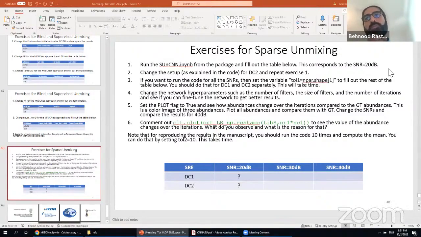So now it's time for the Spartan mixing. Run the experiments for Spartan mixing if you're done with the previous exercises. Good for you. If you're not, then maybe you want to leave it for later, because now you have all the tools to run them and complete the exercises later on. So now you need to go to Sun CNN and try to complete the table below. For 20 dB, in this case we add noise to the data set, and you can change the parameter for the noise later on and compute for signal to noise ratio of 10 dB and 40 dB as well. So there are two different data cubes simulated. These are simulated data cubes, okay?